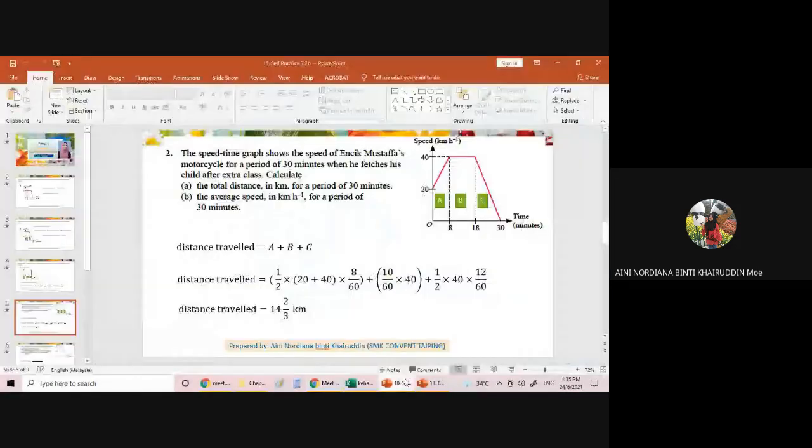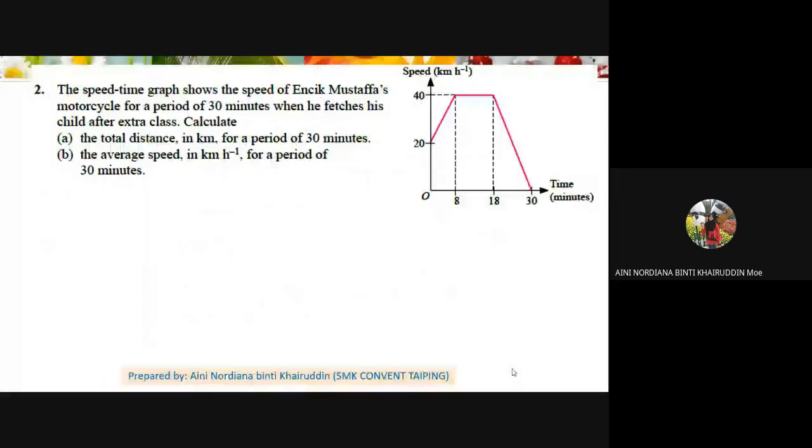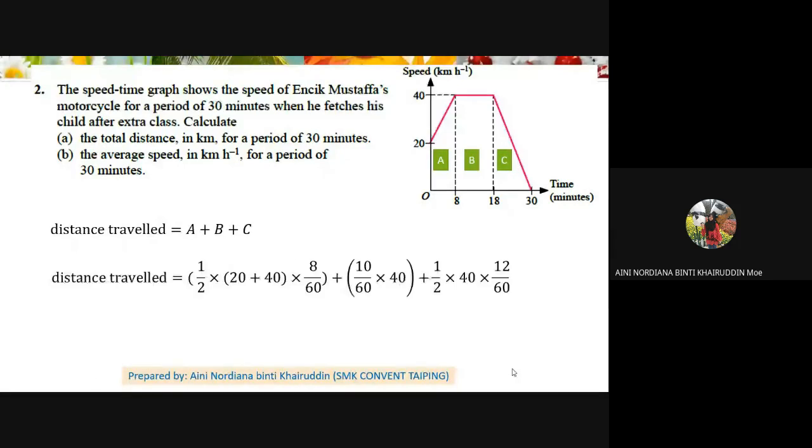Okay, tak apa, kita teruskan. So distance travel A plus B plus C, gunakan formula area of A, B and C. Then you will get 14.23 kilometer. Jawapan dalam mixed number atau decimal diterima. Kalau decimal mungkin you akan dapat 14.67 kot. Okay, so terima.